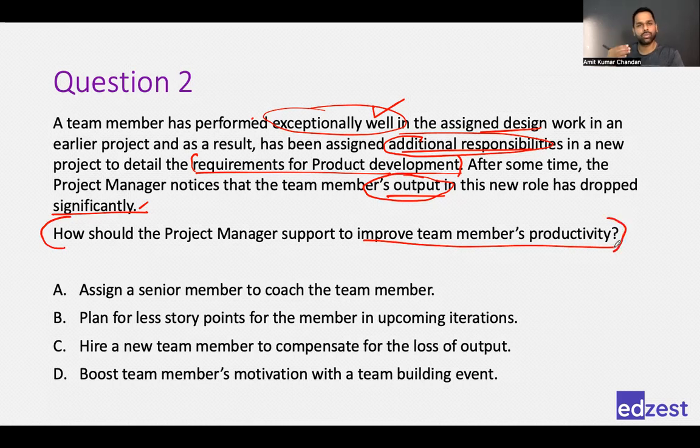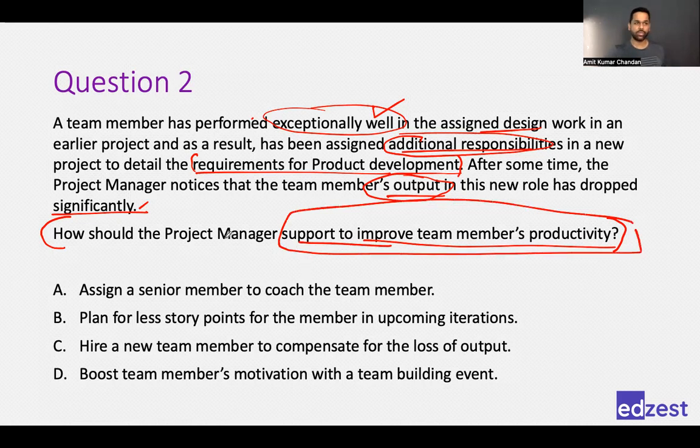Sometimes they will ask us to suggest what would be the next step. Sometimes they will ask us how do you solve the problem. Sometimes they will say how would the project manager prevent the problem from happening. And sometimes they would say how should the project manager support to improve team members' productivity, which means sometimes they will ask you about something specific. Okay, so we have to answer the question.